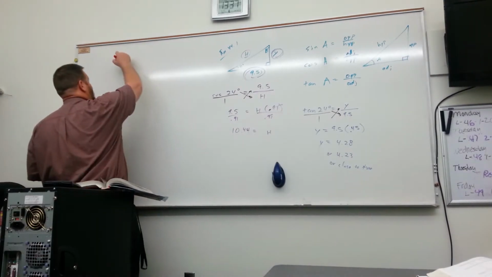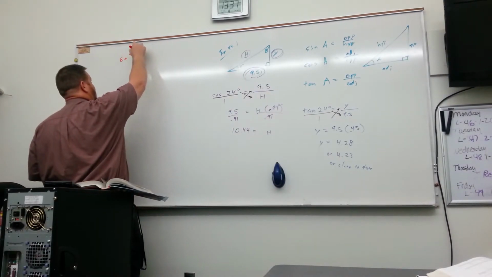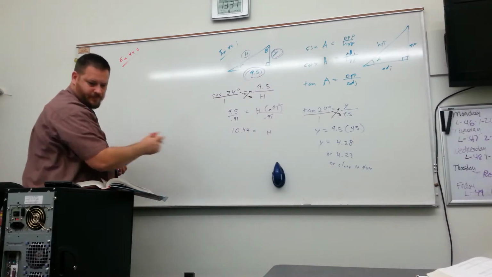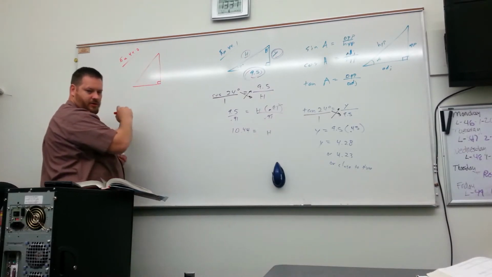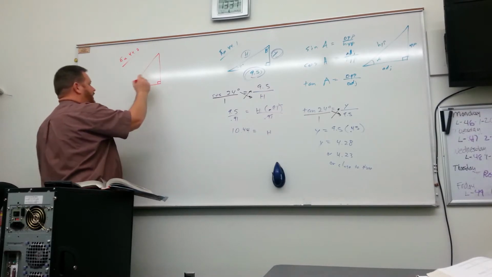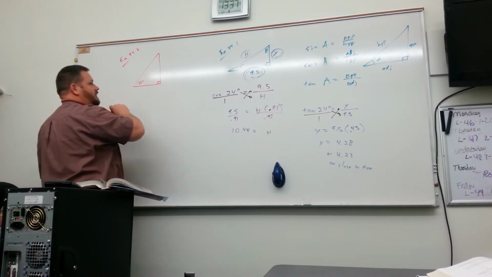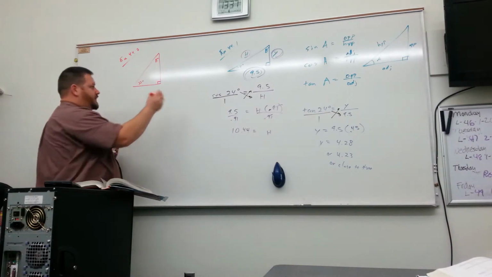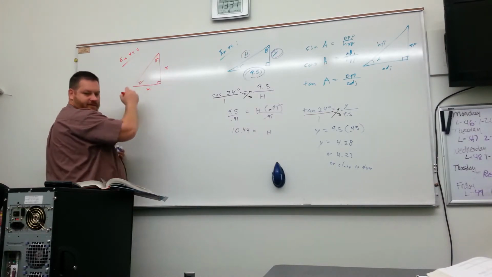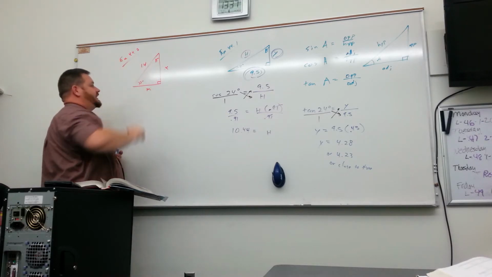Let's say we've got a triangle. Let's call this angle 35 degrees, this angle b degrees, this side is m, this side is x, and this side is 14.